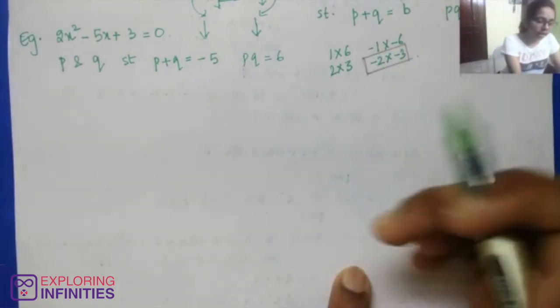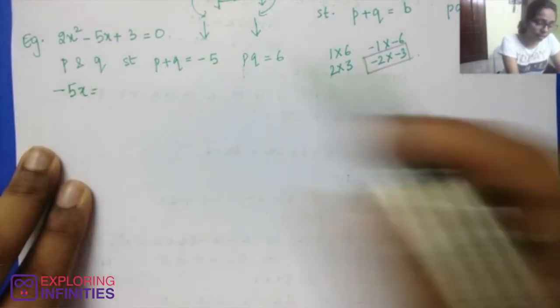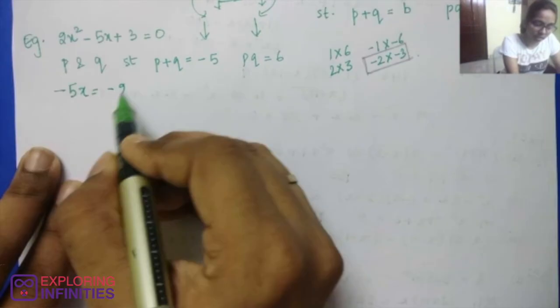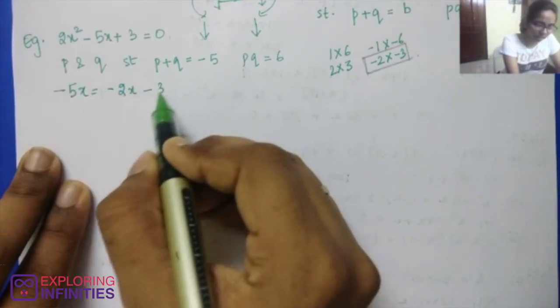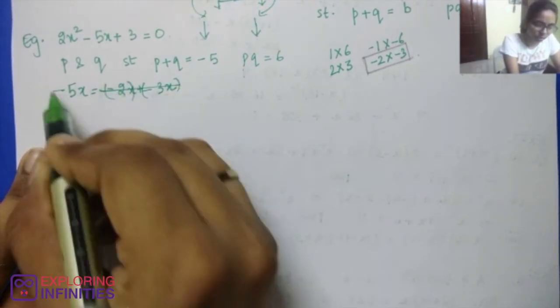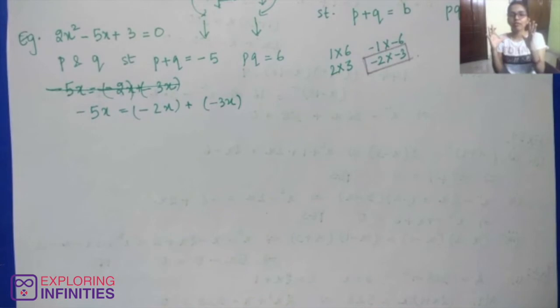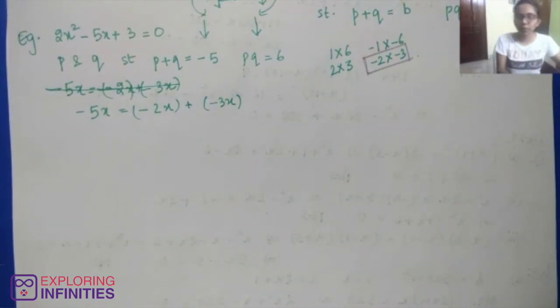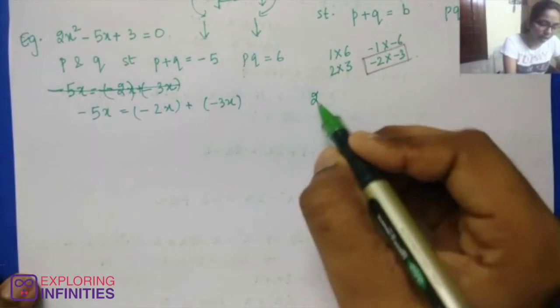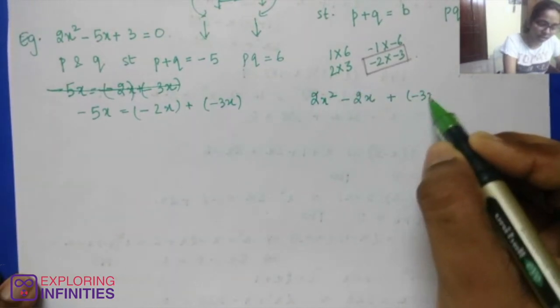So now I write my minus 5x as the sum of these two. So I have minus 2x minus 3x. Okay, I can write plus here and then minus like this. I'll just rewrite it: minus 2x plus minus 3x. So I have basically split my middle term into two numbers. That is, my minus 5x is now in two parts, that is minus 2x and minus 3x. So I'll simply put that into my equation. So I have 2x square minus 2x plus minus 3x plus 3 equal to 0.